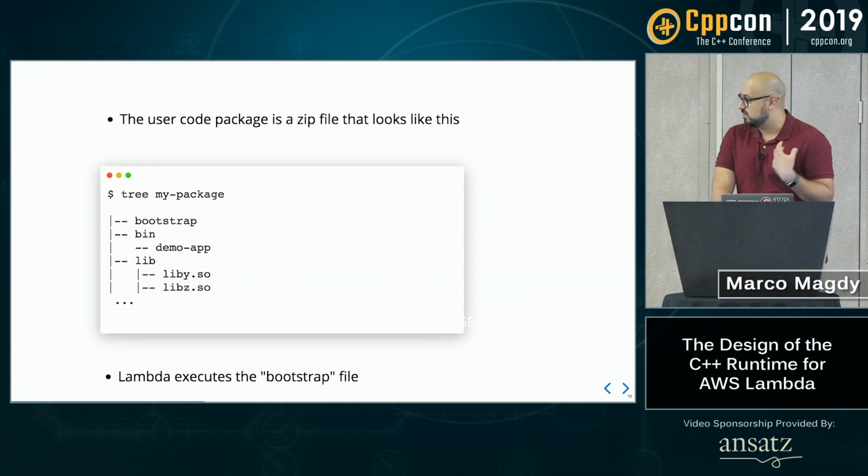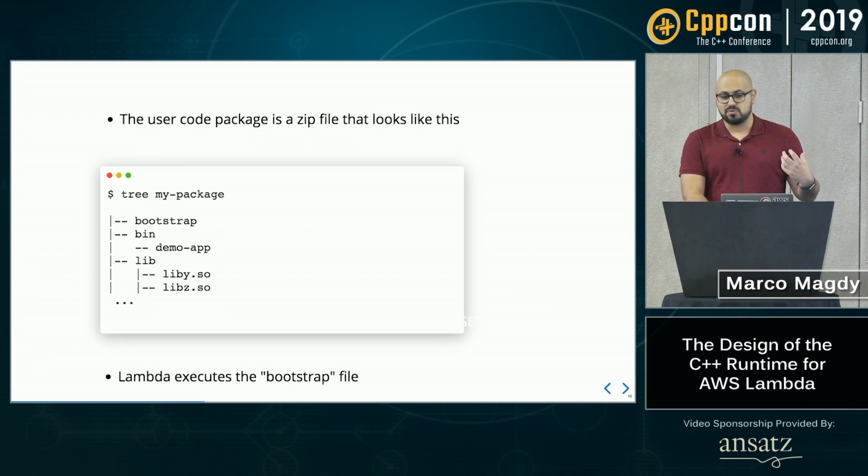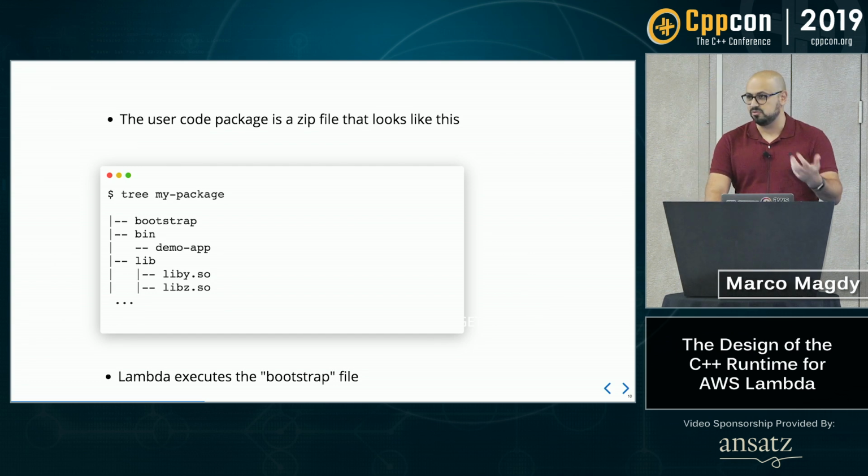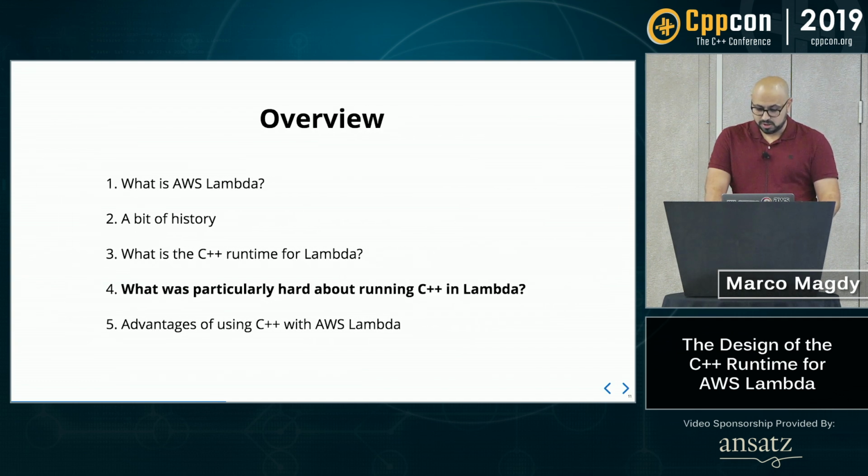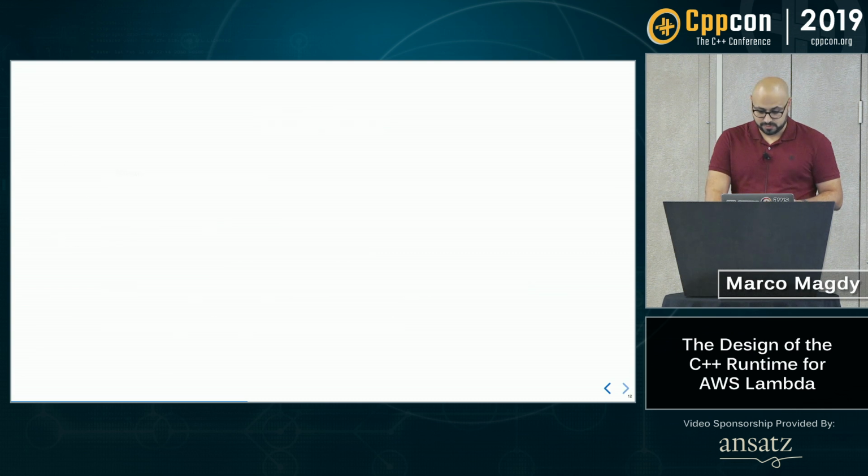But once Lambda executes that, it sits down and waits for your code to call it back with that GET request to provide you with details on the next execution, so that you can pick it up, do the processing, and respond back. So at this point, we have a rough understanding of the mechanics of how a custom runtime works with AWS Lambda. Now let's talk about why getting this to work with C++ was particularly tricky.